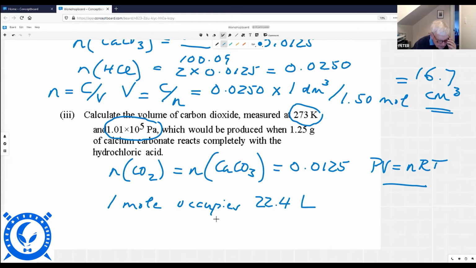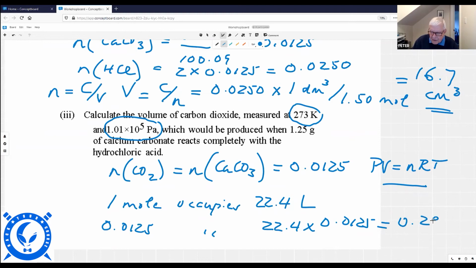So therefore, in this particular case, all you then need to know is that 0.0125 moles occupies 22.4 times 0.0125, and that works out to be 0.28 liters. Sorry, 0.28 liters, or decimeters cubed.